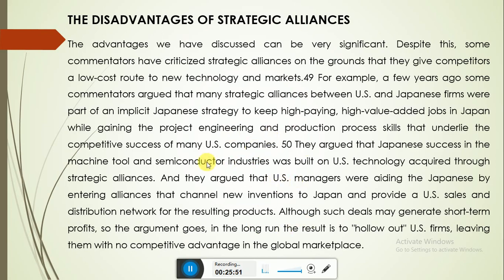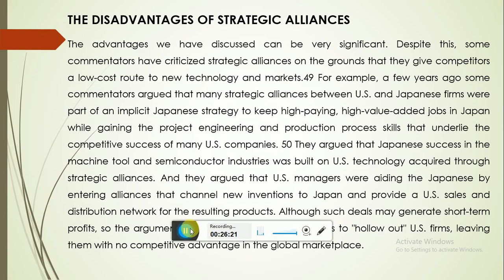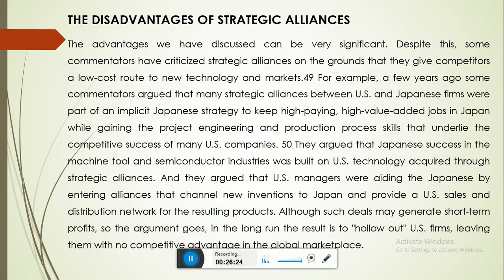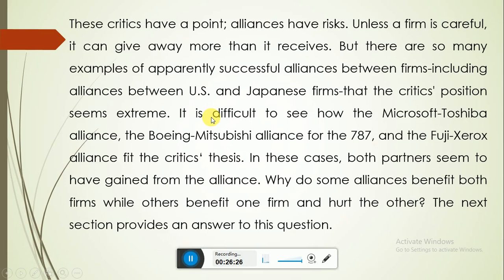So these commentators believe that if you are sharing everything with others, it is very hard for US companies in the global marketplace to compete, because they might no longer have such a position of competitive advantage. So that's why these companies might face some problems in the future. That's another issue.